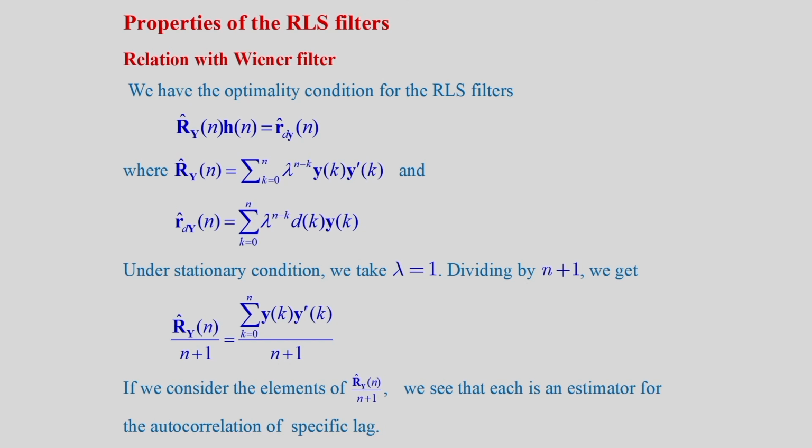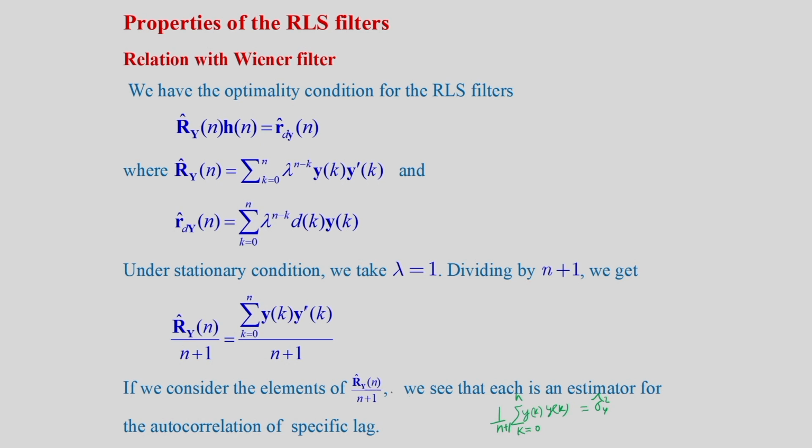So, for example, the first element of this summation will be yk into yk, summation k going from 0 to n, and then divided by n plus 1. So, this will be the estimate for the variance. So, this will be sigma y square hat.